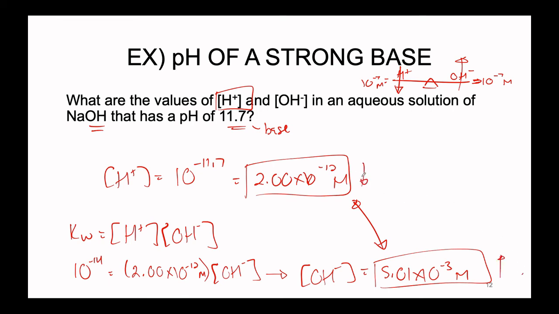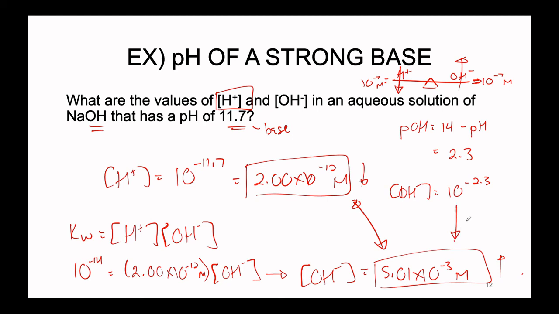All right, the other way that we can solve for the concentration of OH- specifically is, since we have a pH, we can find a pOH, which is equal to 14 minus our pH, and our pOH is going to be equal to 2.3. To solve for the concentration of our OH-, this is equal to 10 to the negative 2.3, which is exactly equal to 5.01 times 10 to the negative 3.